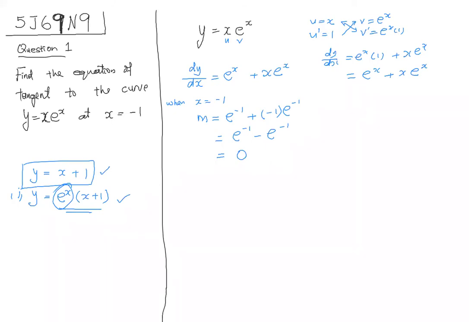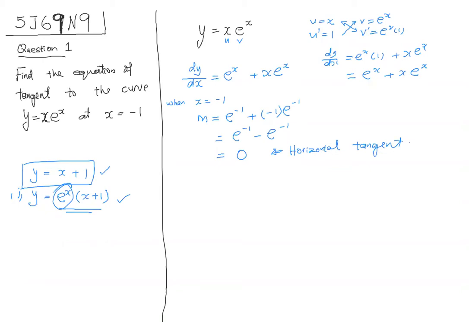So if I get 0, I know straight away that if the gradient is 0, this is a horizontal what? Horizontal line. Horizontal gradient. Yeah, okay, horizontal tangent. Okay, so I straight away know this is something.